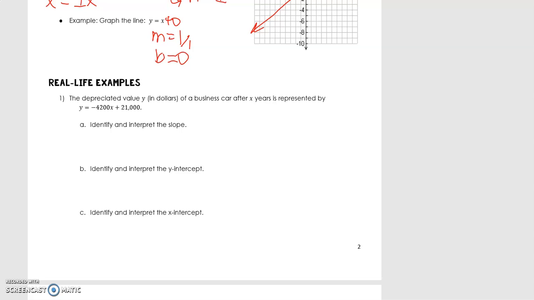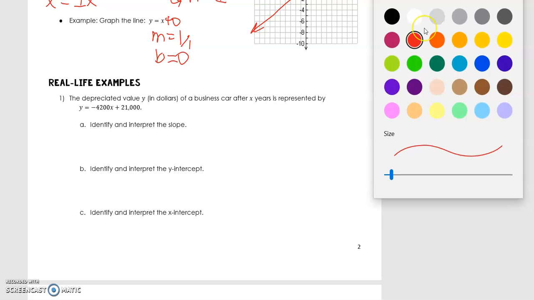Hey everyone, so let's continue with these word problems. Still section 2.3. I took off the camera so I can write a little bit better, and this way you can see what I'm writing.